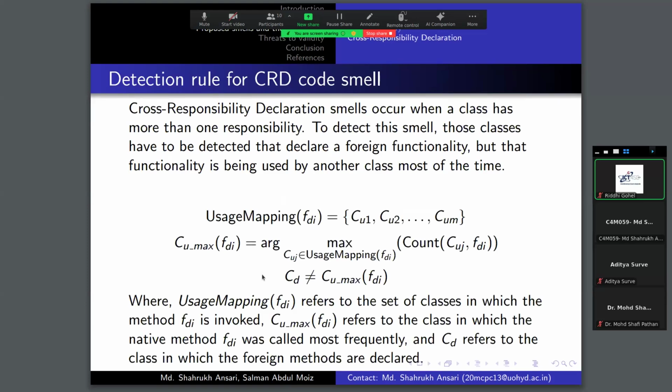This is the rule for the cross responsibility declaration smell. To detect this smell, we have to detect the classes that declare foreign functionality, but that functionality is being used by another class most of the time. Here the usage mapping FDI is the set of classes in which this foreign method FDI is called, and CU max FDI is the class which calls this FDI most of the time. We compare CD, the class which declares that foreign method, and CU max, the class in which that foreign method is called most of the time. If those are not equal, the foreign method doesn't belong to this class, and hence it is suffering from this CRD smell.